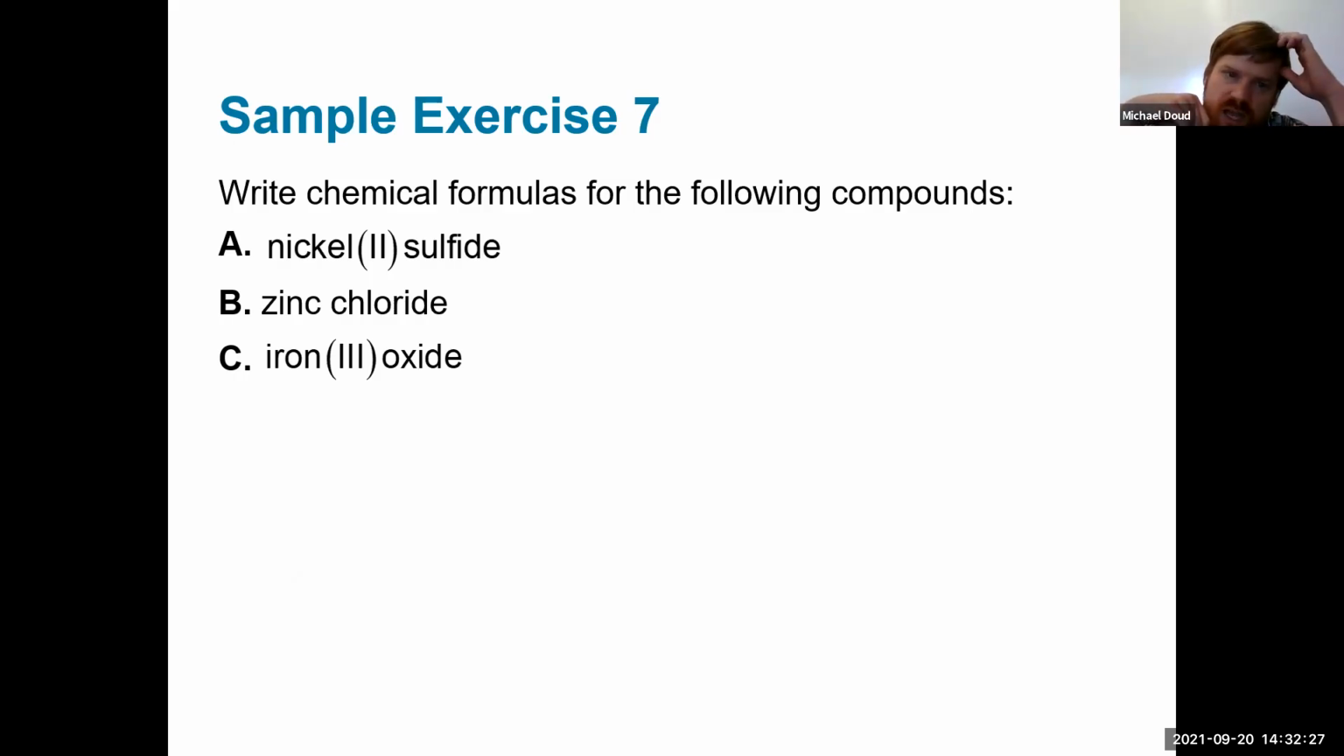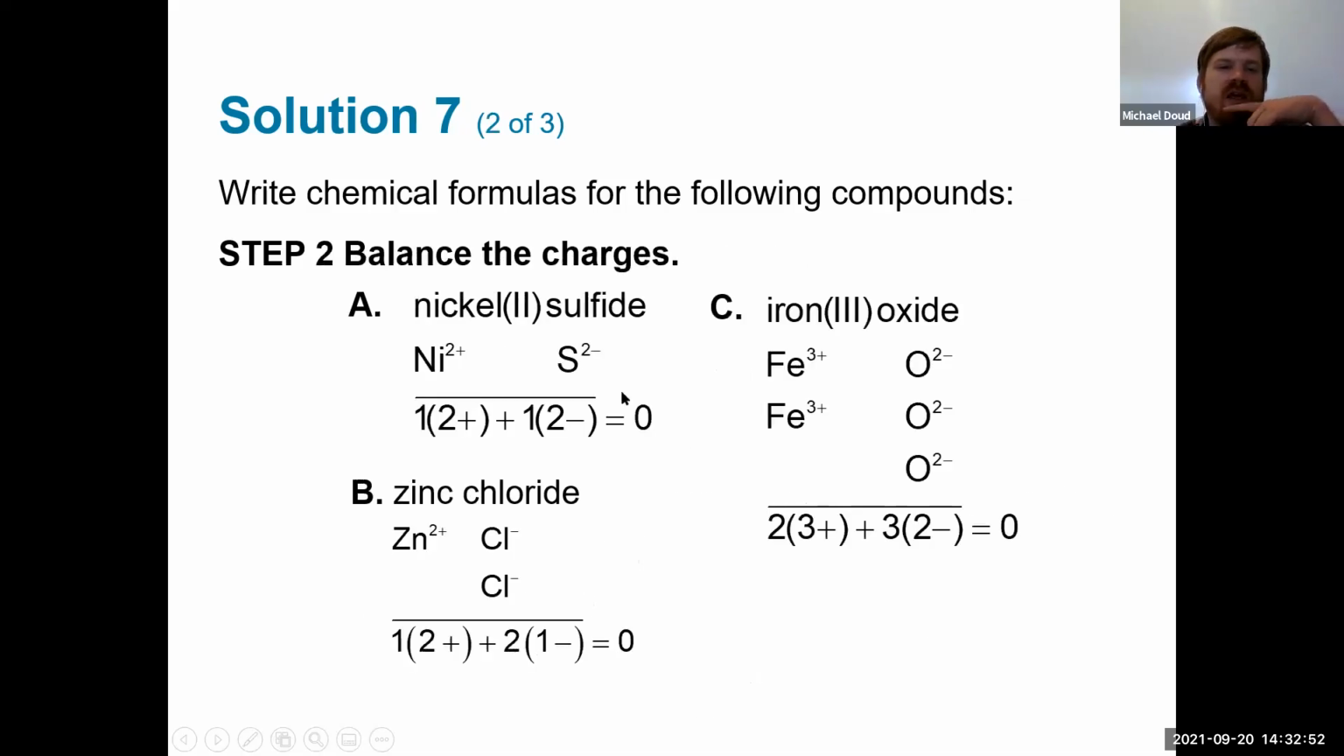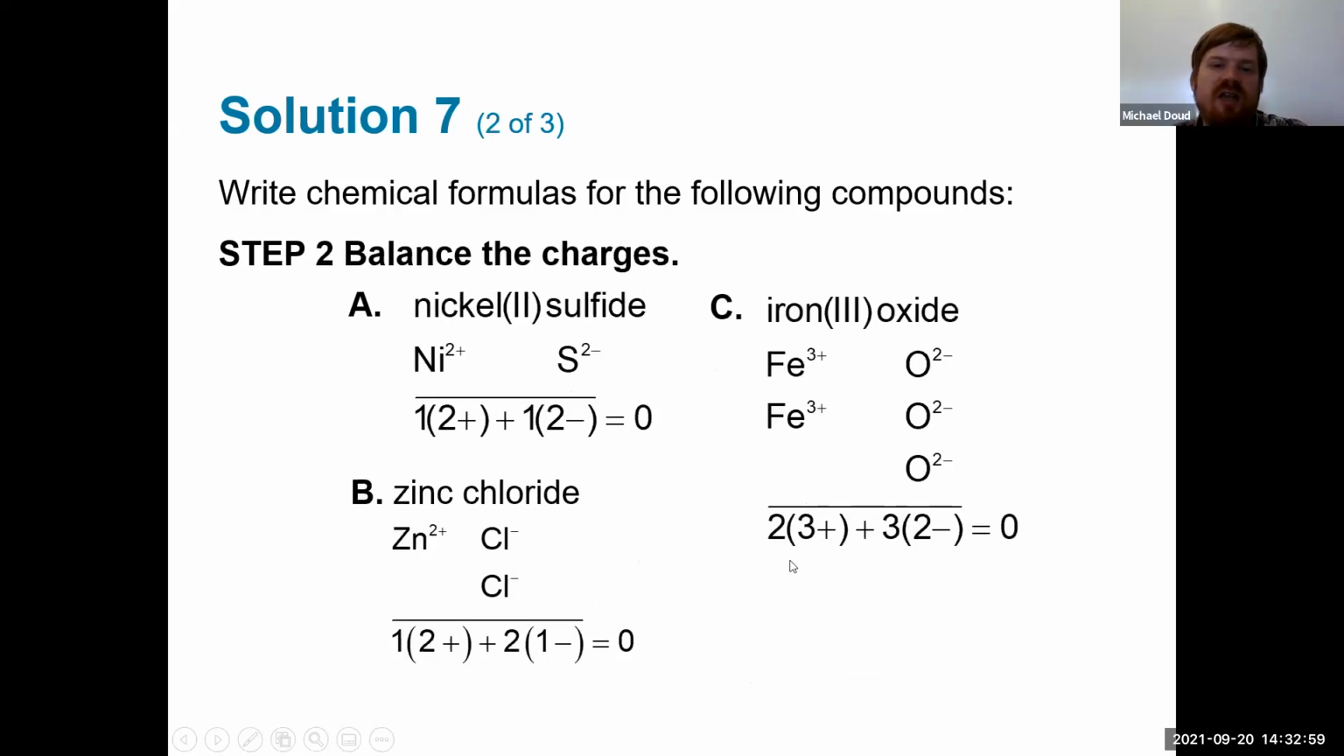Okay, let's go ahead and pick up here. So for nickel 2 sulfide, nickel stands for Ni. 2 means it's a 2 plus, so it should be Ni2 plus. Zinc chloride, zinc always has a 2 plus charge, so zinc is always going to be Zn2 plus. Iron 3, iron is Fe. 3 means that it's 3 plus, so Fe3 plus. For the anions, we've got sulfide, chloride, and oxide. No big changes there yet.